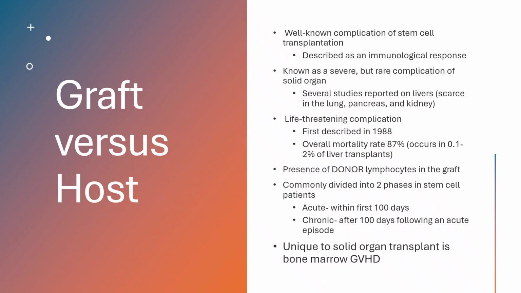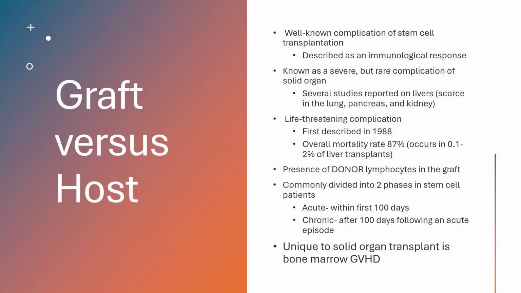It was first described in 1988, and it's thought that this has actually been happening for a while in these types of patients. However, unfortunately, you can't usually figure it out until it's too late, or your patient succumbs to another illness, and this may not have ever been discovered. Overall mortality rate, when you read the literature, is roughly 87%, and it occurs in 0.1 to 2% of liver transplant patients.